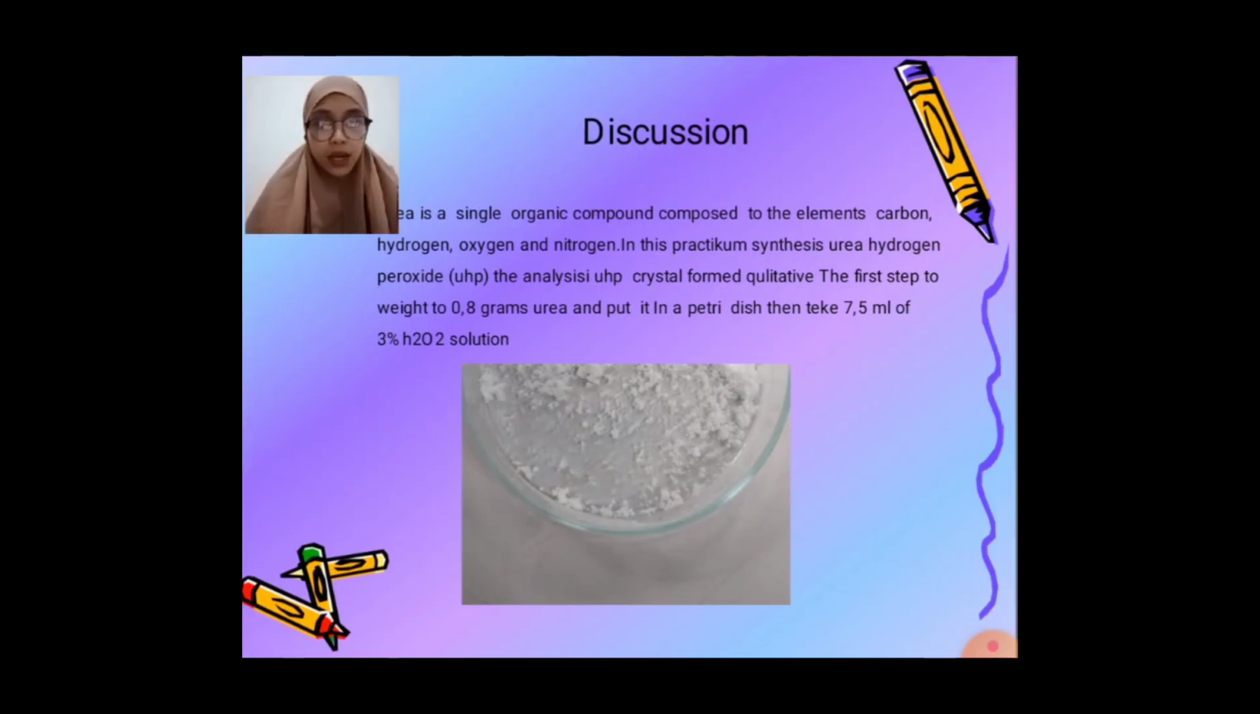Discussion. Urea is a single organic compound composed of the elements carbon, hydrogen, oxygen, and nitrogen. In this practicum on synthesis of urea hydrogen peroxide, the analysis of UHP crystal formation and qualitative test, the first step is to weigh 0.8 grams of urea and put it in a Petri dish, then take 7.5 ml of 3% H2O2 solution.